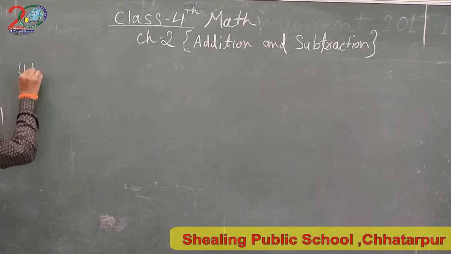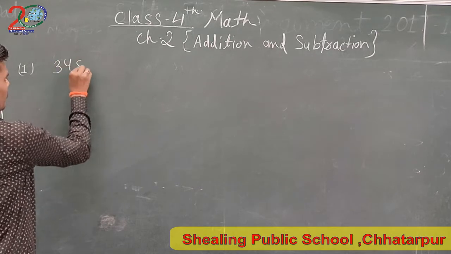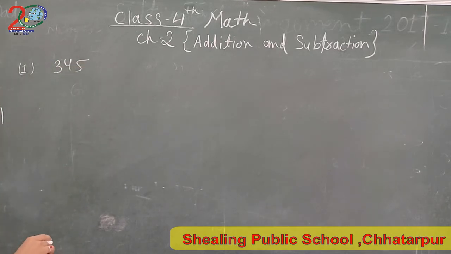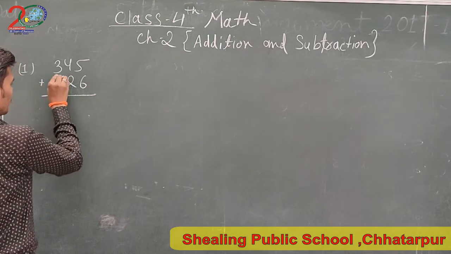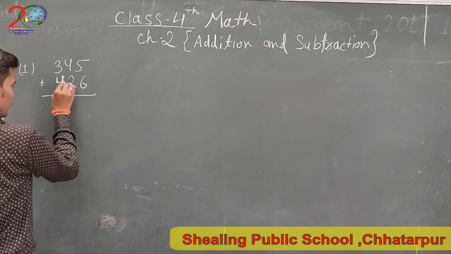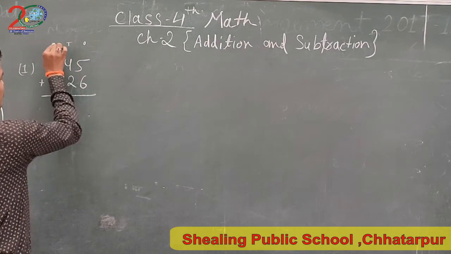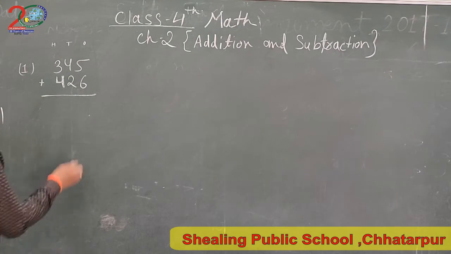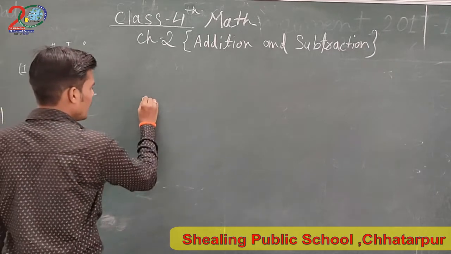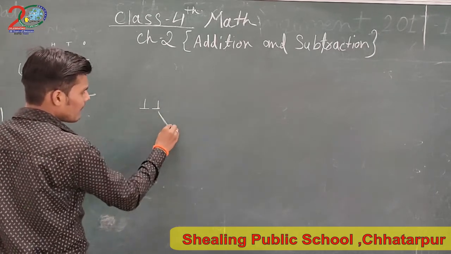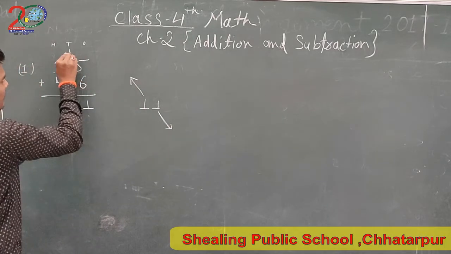So here is the first question of addition: 345 add by 426. When solving the addition, first we take the ones value, then tens, then hundreds. First we take the ones value. Here is 5 and here is 6. So 6 and 5, 11. So the right side value is written here and the left side value goes to carry, like this.